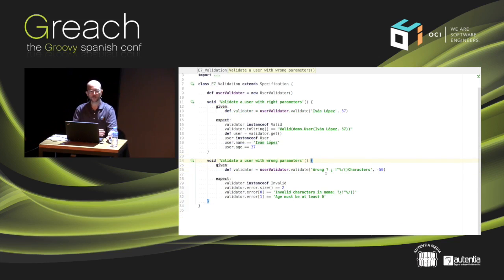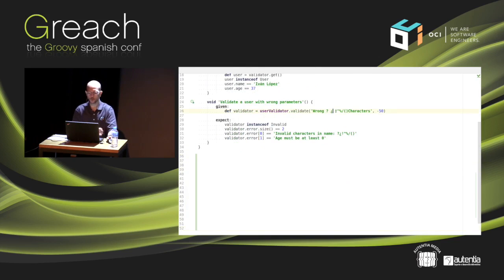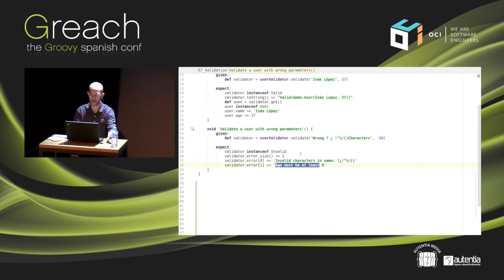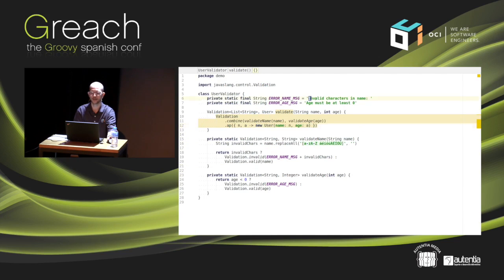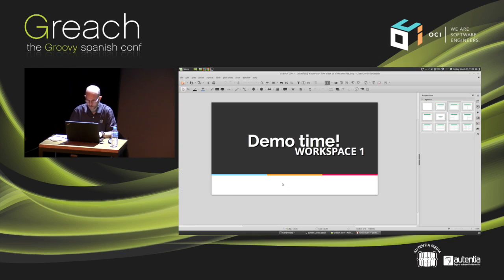And if I try to create a new user with wrong characters or with a wrong age, I can check something like this. Now this is an instance of invalid. We have this error method or property which has this size, so there are two validation errors. The first one is the name and the second one is the age. These two errors are those errors that I'm returning here when the validation fails, right? Perfect. So basically that was all.